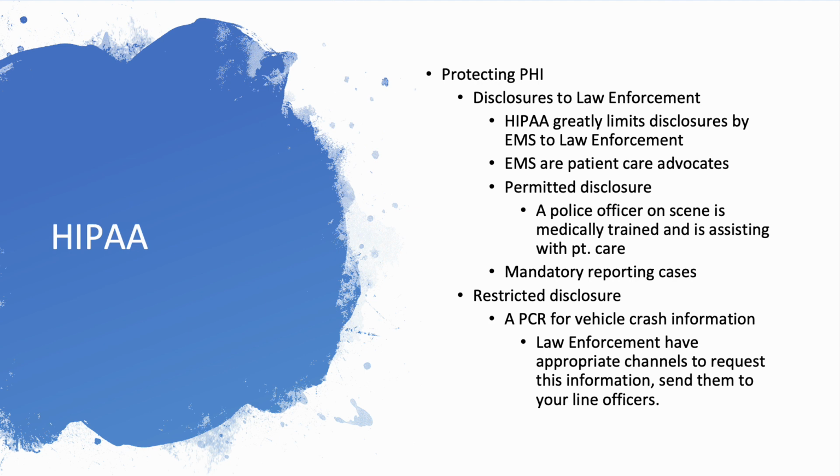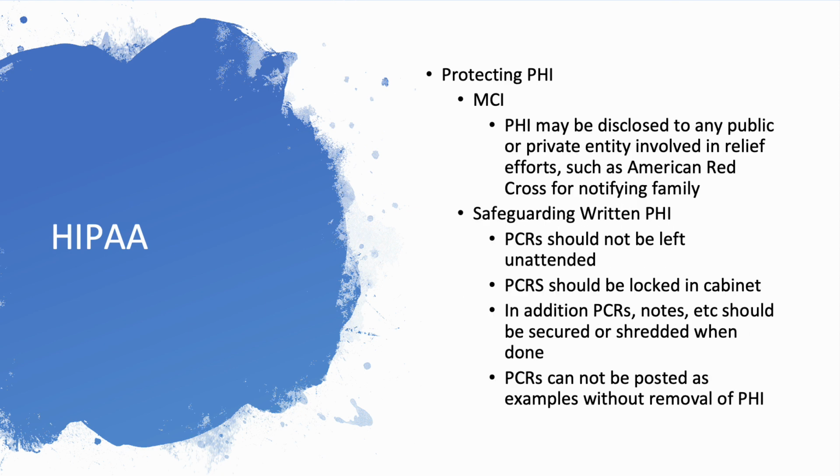So we can't give a lot of information to law enforcement. So a police officer who's on scene and is medically trained and is assisting with patient care, we can give them information as a healthcare provider, or if it is a mandated reporting case. Otherwise, it is not up to us. Something like a PCR for a vehicle crash, they have to go through appropriate channels, such as request it through our public information officer. For something like a mass casualty event, healthcare information can be given to like American Red Cross or other entities like that.